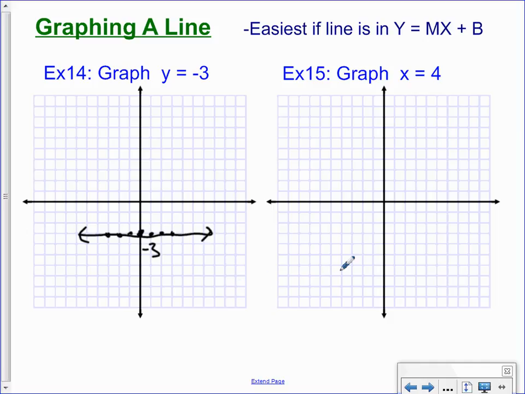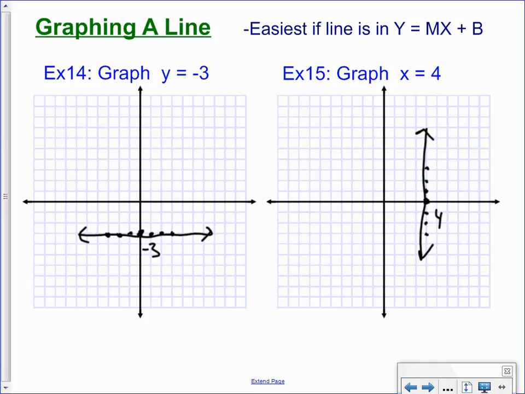Last one, x is equal to 4. So 1, 2, 3, 4. And then x will always be 4 on any of these points or any of these points. It'll always be 4. So it's a vertical line.